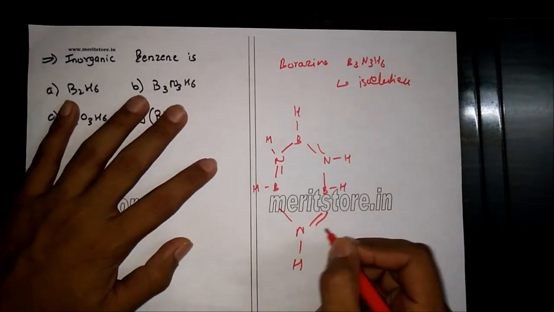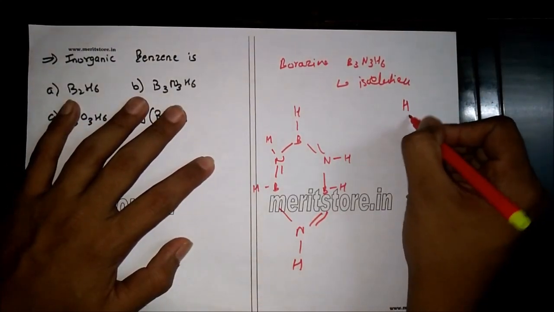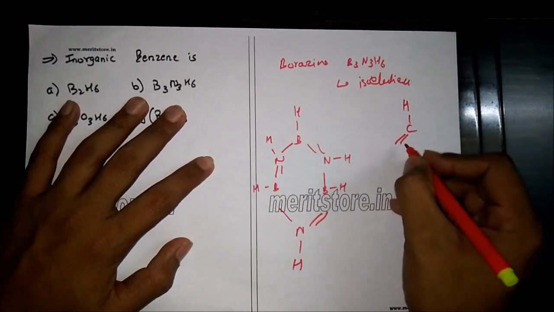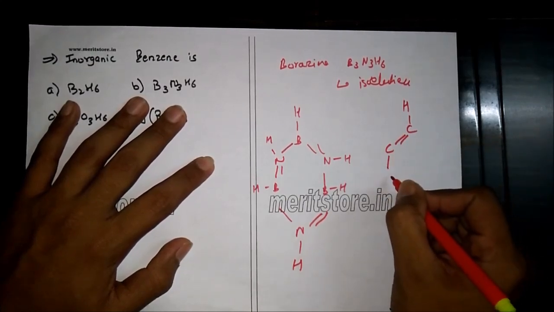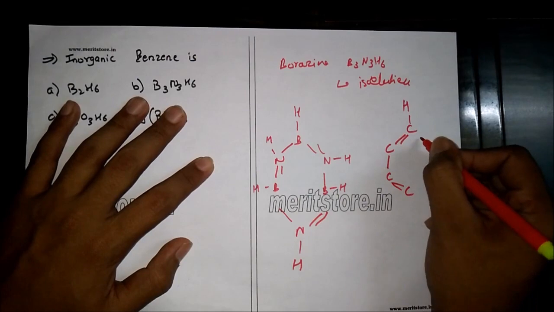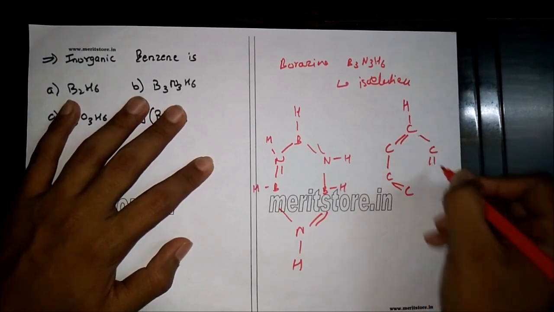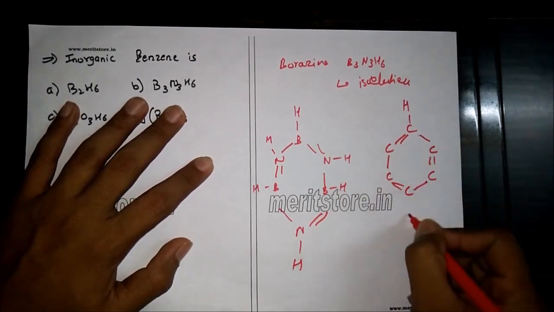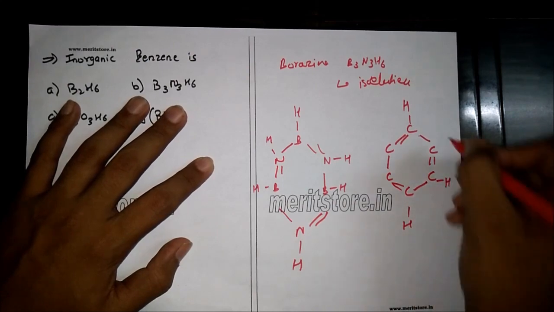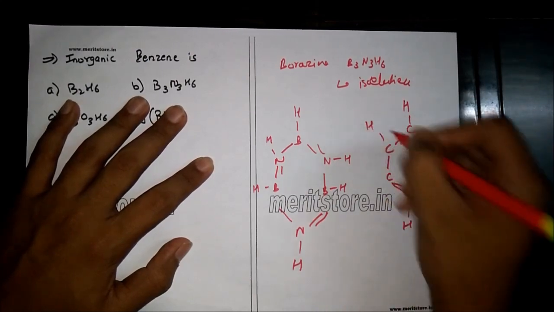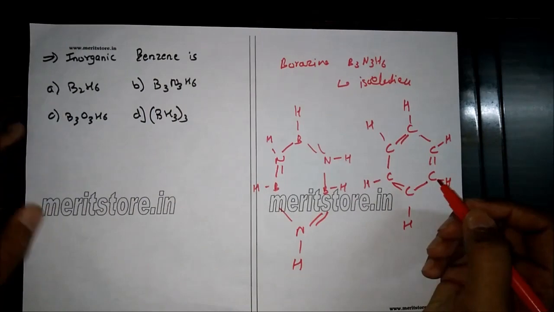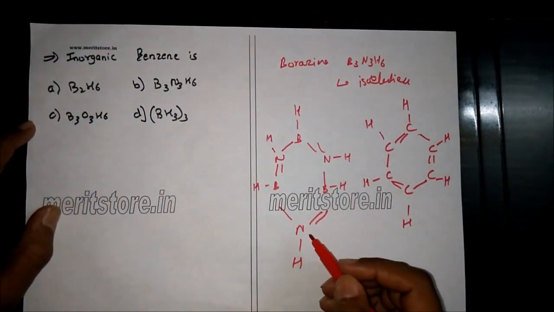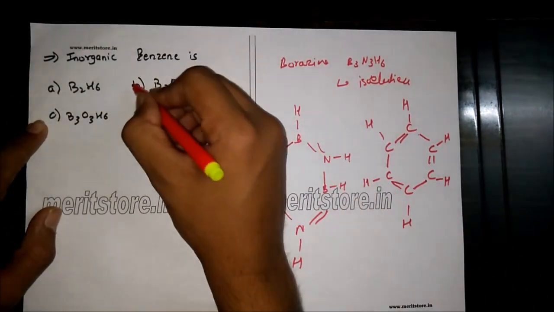Now comparing that to the structure of benzene, which is H, C, double bond, C, C, double bond, C, C, double bond, C, and C. We can find many similar properties with benzene and borazine, such as the placement of the double bonds and many other things. Therefore, here the correct answer is B, which is borazine.